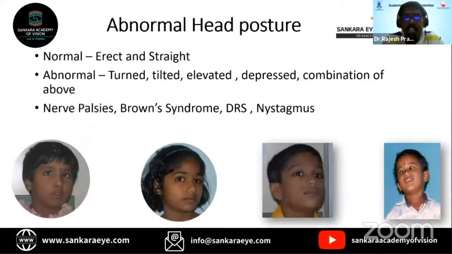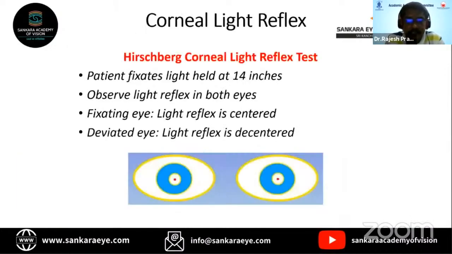It starts with abnormal head posture. The moment the child enters the clinic, it's always better to have a look at the posture which the child is coming with. It should be normal, erect and straight. Any abnormal head posture, be it a head turn, head tilt, or chin elevated or depressed, gives a clue for the diagnosis, and then we can start examining in that direction.